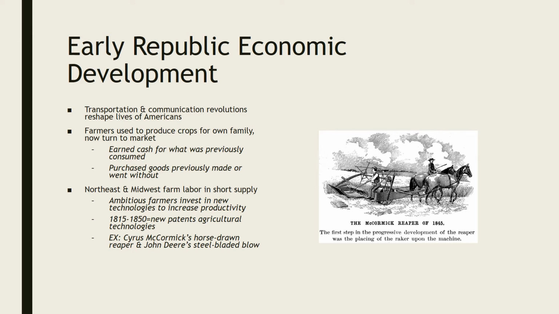Between 1815 and 1850, new patents in agricultural technologies really took off. So, for example, Cyrus McCormick of McCormick Place here in Chicago, famously, probably what most people know him as now, but he was famous for inventing the horse-drawn reaper, which made it possible for you to reap your crops without having to do it literally by hand. So again, increased productivity. And also John Deere's steel-bladed plow, which was a great improvement on the wooden plows of the past.